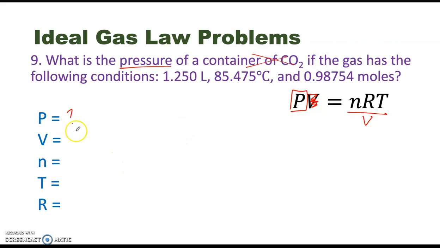If the gas has the following conditions, so volume 1.250 liters, we have to convert this to Kelvin. So we do that, 85.475 plus 273. So this ends up being 358.475 Kelvin. The R value is 0.0821. That's liters atmospheres, divided by moles Kelvin.